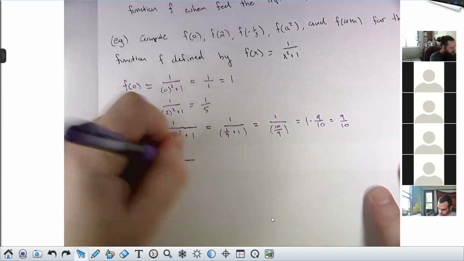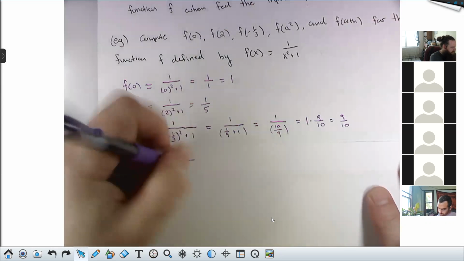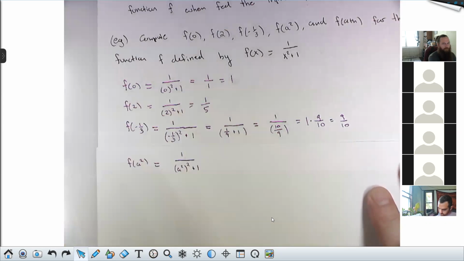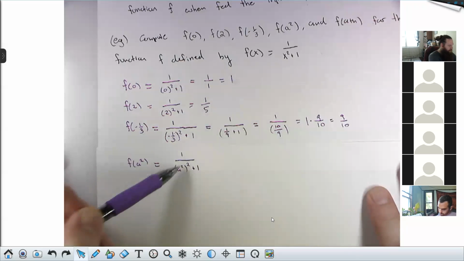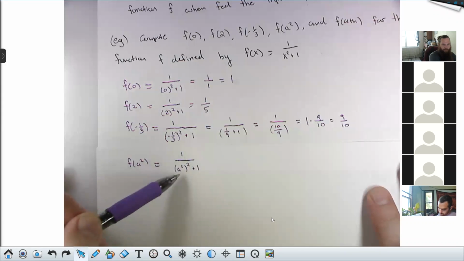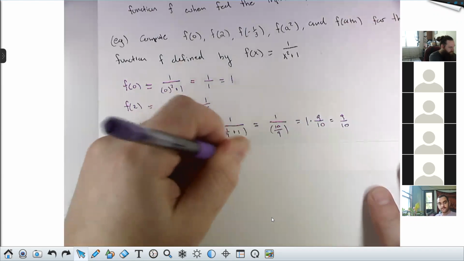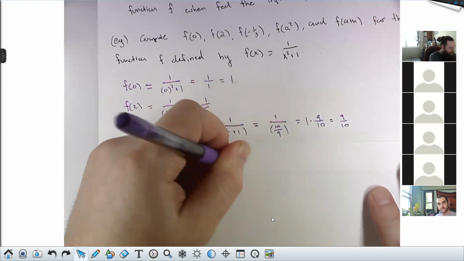Come in here and swap the x for an a squared. So this is parentheses a squared squared plus 1. And remember our rules for exponents from last week. If you take a power and you raise it to another power, you multiply the powers. So a squared squared is a to the 2 times 2, or a to the 4. This is 1 over a to the 4 plus 1.